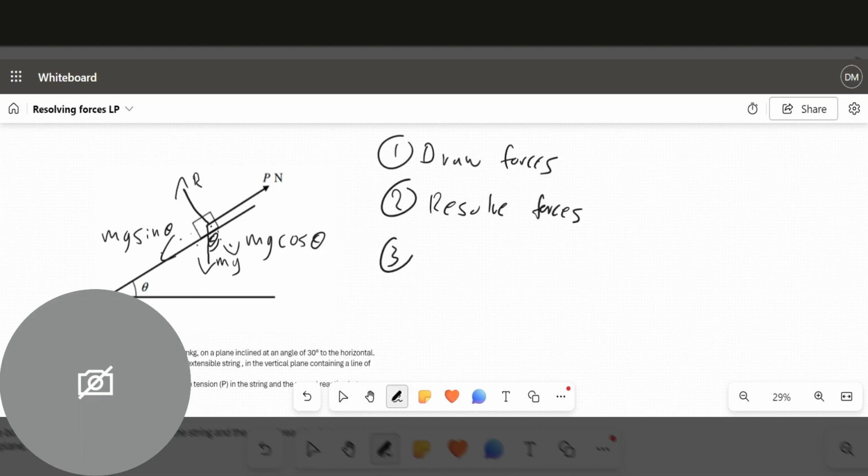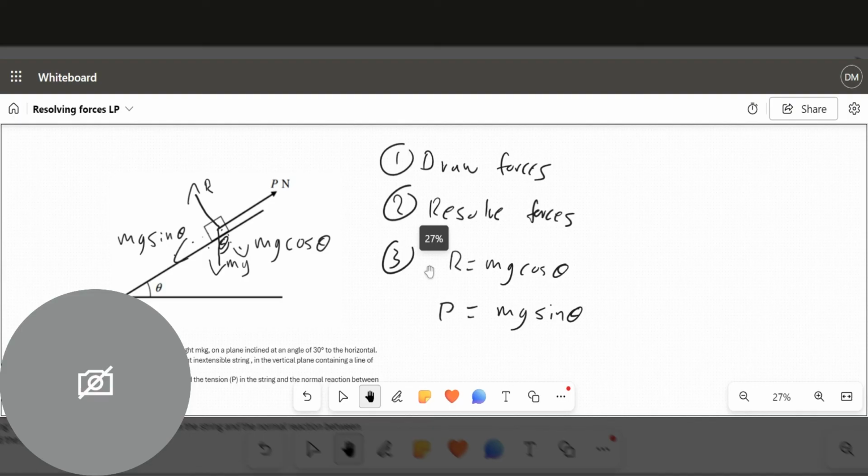And in step 3, we write our equation so that it's in equilibrium, so the opposites are equal. So R equals mg cos theta, P equals mg sine theta.